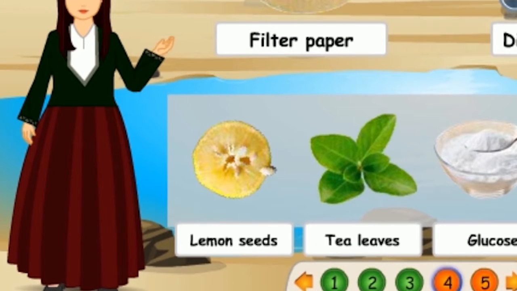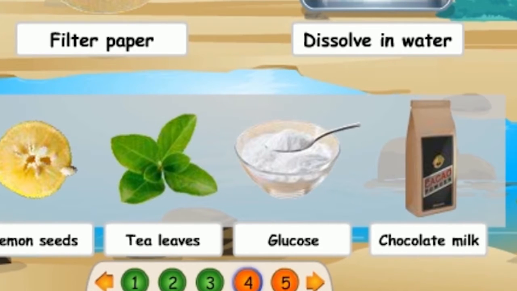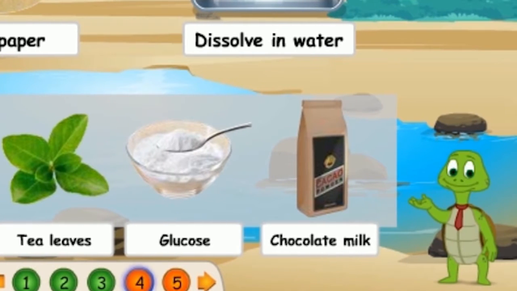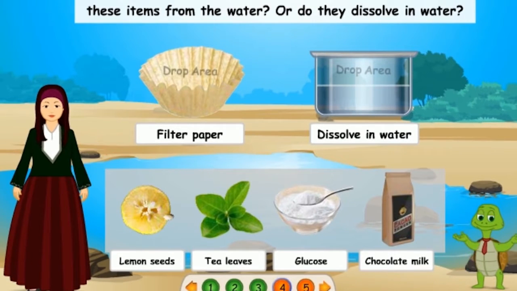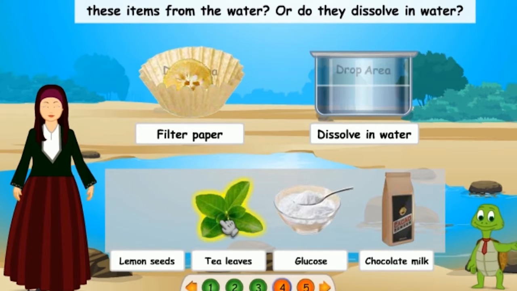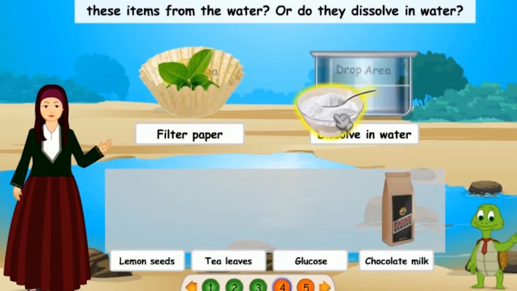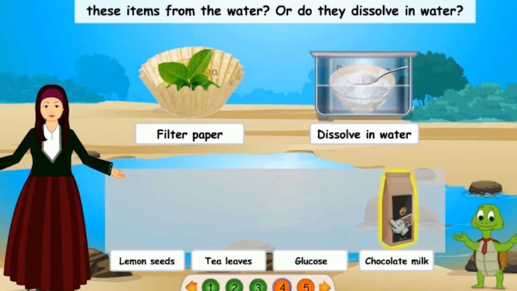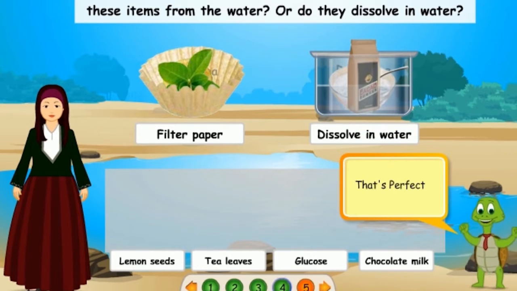Lemon seeds. Tea leaves. Glucose. Chocolate milk. Lemon seeds, insoluble. Tea leaves, insoluble. Glucose, soluble. Chocolate milk, soluble. That's perfect.